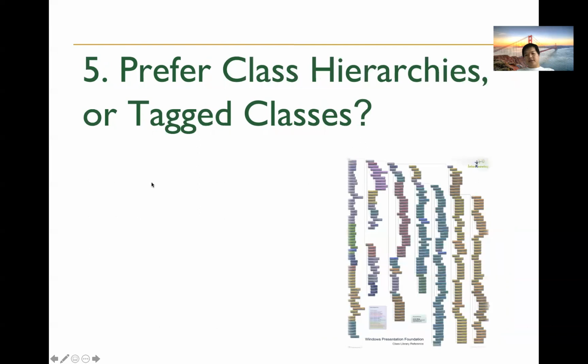Okay, so two more rules. Number 5, do we prefer class hierarchies or tag classes? Now, this is the easy question, all right? The class hierarchies means that you're building a hierarchy with inheritance, where the tag classes, I will show you an example, you will know what I'm talking about. It's basically based on types.